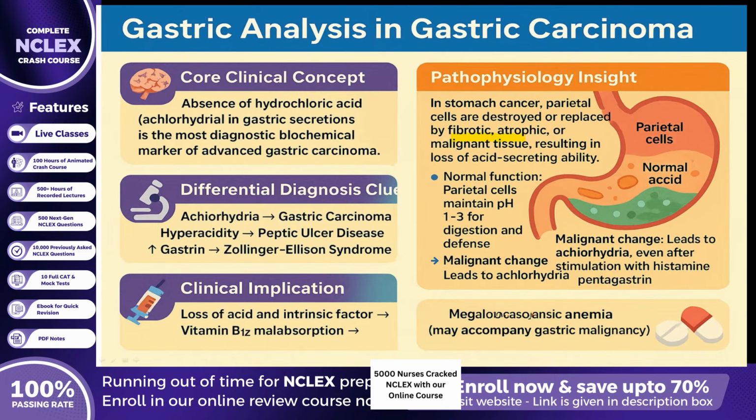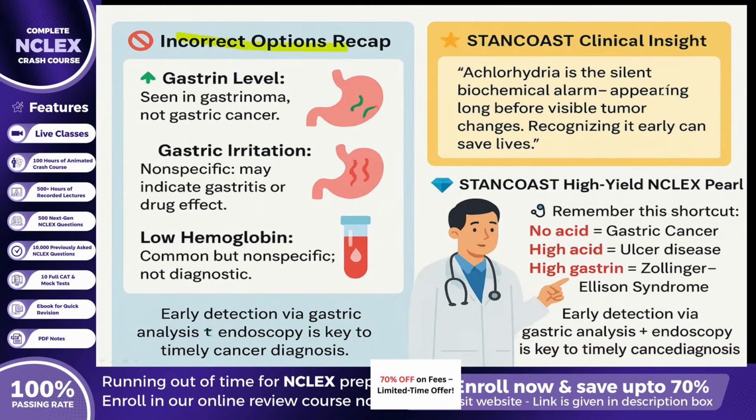Transitioning now to option analysis, let us understand the reasoning behind each choice. Option 1, gastric analysis showing absence of hydrochloric acid, is correct. This finding is the most diagnostic laboratory indicator of gastric carcinoma. The infiltration of tumor cells destroys acid-secreting parietal cells, leading to achlorhydria or hypochlorhydria. It reflects structural mucosal damage associated with chronic atrophic gastritis, a known precancerous condition. Identifying achlorhydria in clients who present with unexplained fullness, persistent indigestion, and weight loss should prompt urgent oncologic evaluation.